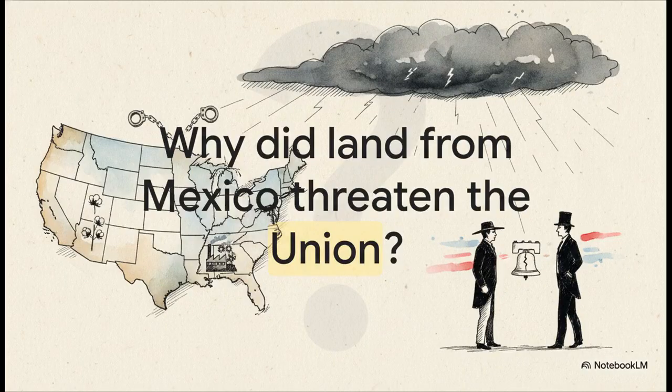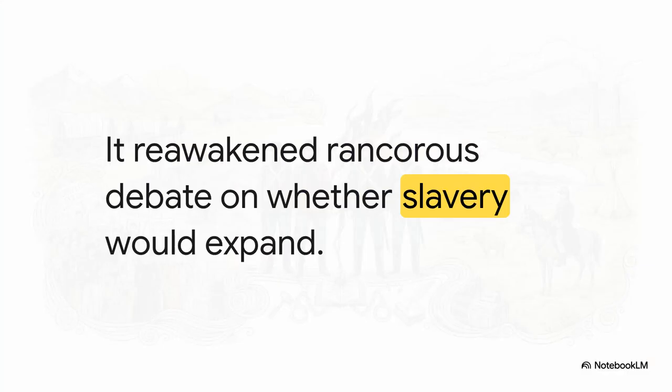Let's hit our second pause check for this explainer to really lock this concept in. Why exactly did the land gain from Mexico threaten the very existence of the Union? Well, the reasoning is that it destroyed the political peace. It reawakened this incredibly bitter, rancorous debate, forcing the entire nation to immediately decide if slavery was going to expand into these vast new Western territories or be restricted.